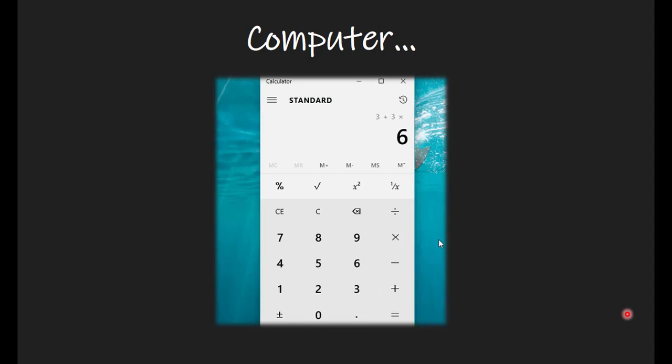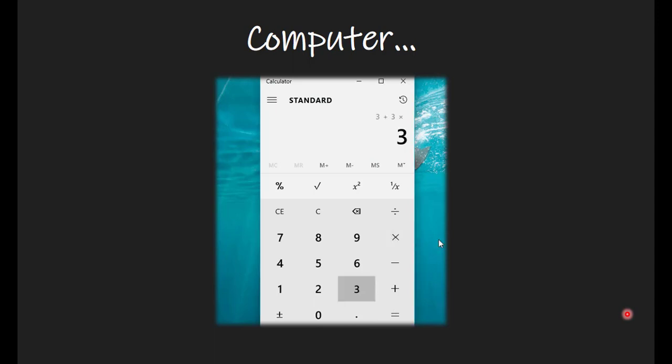How does it take the input? It takes the input either by keyboard, where we press the keys present on the keyboard, or with the help of a mouse, like the one shown in the image. The user is clicking on 3, then plus, then 3, then multiply, then 3, and then equal to. All these things are the input that is given to the calculator.